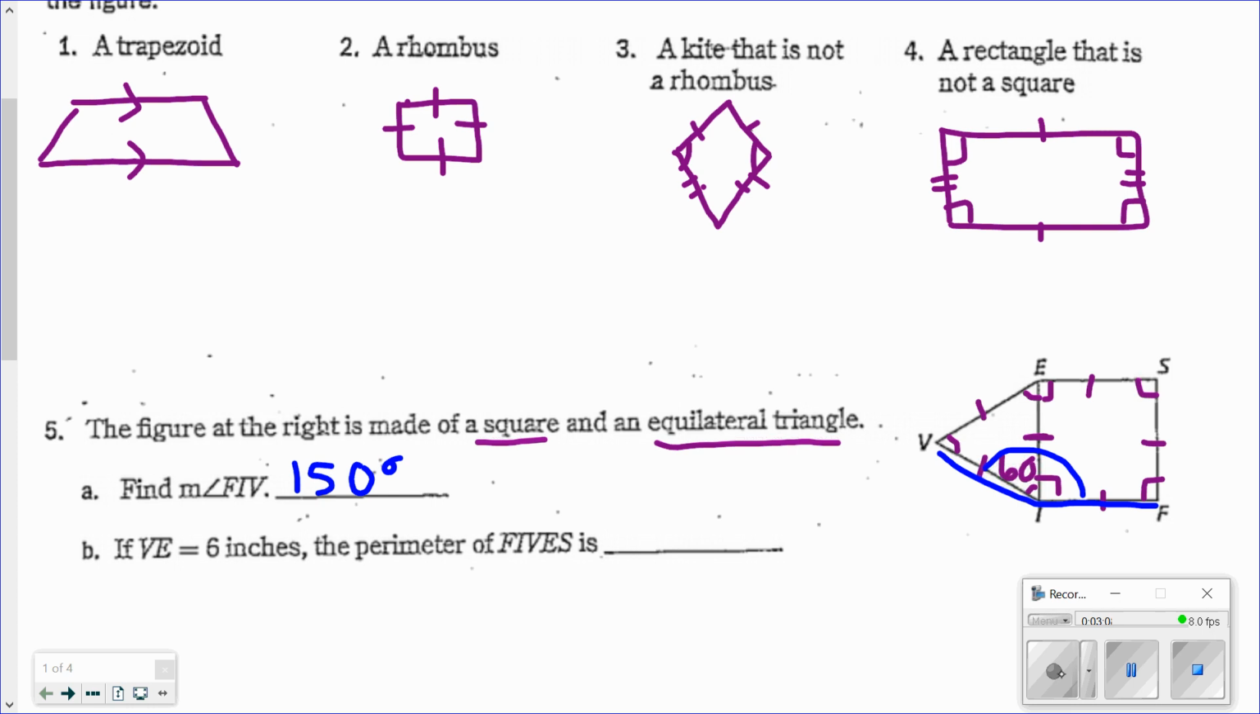Part B, if we know that VE is 6 inches, what's the perimeter of this entire figure here? All right, so VE is right here. This is 6. Well, we notice all the tick marks. So if this is 6, then this is 6, as well as this side, and this side. So perimeter just means adding up all the sides. So if I add these up, I end up getting that the perimeter is 30 inches.